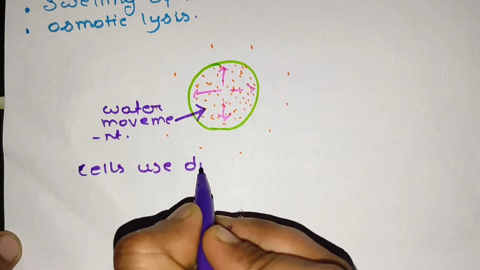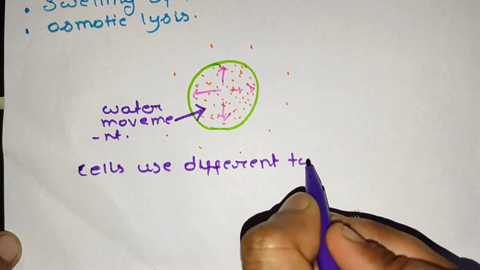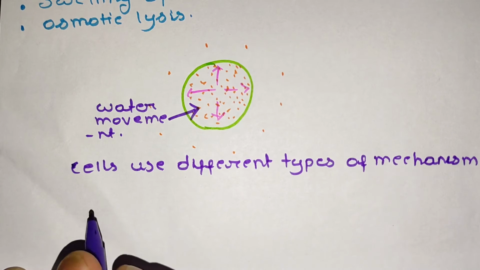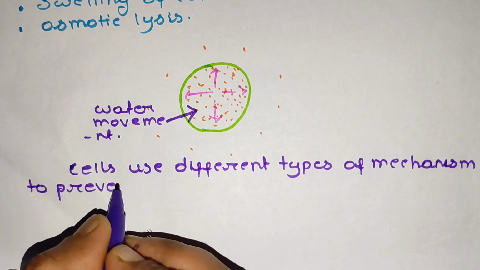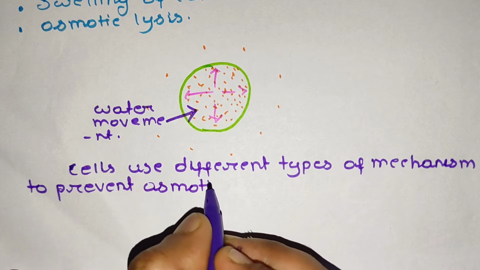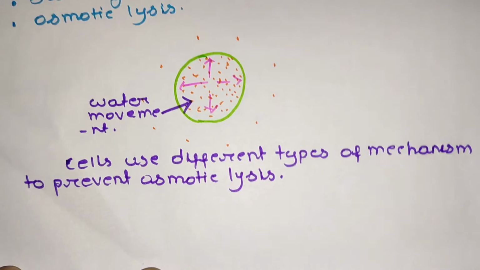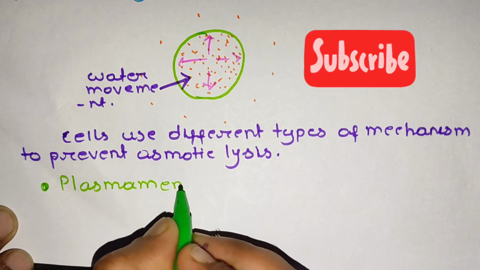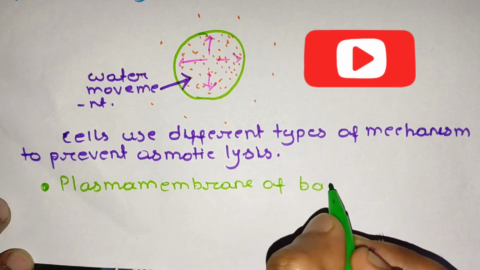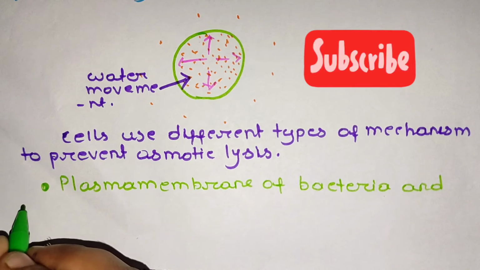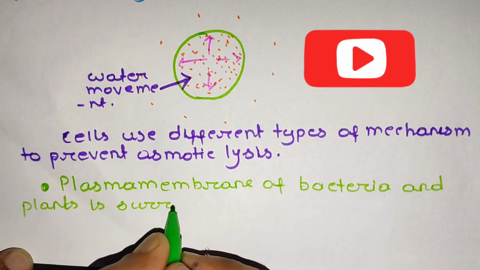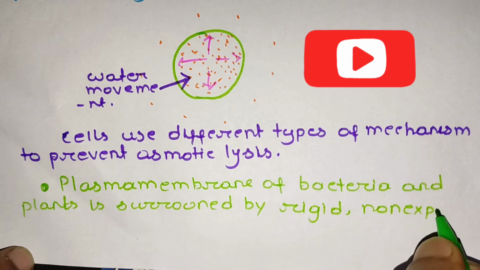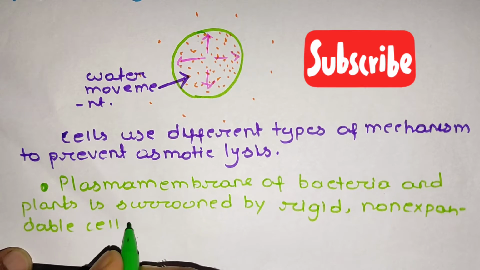So cells use different types of mechanisms to prevent osmotic lysis, like, the plasma membrane of bacteria and plants is surrounded by a rigid, non-expandable cell wall.